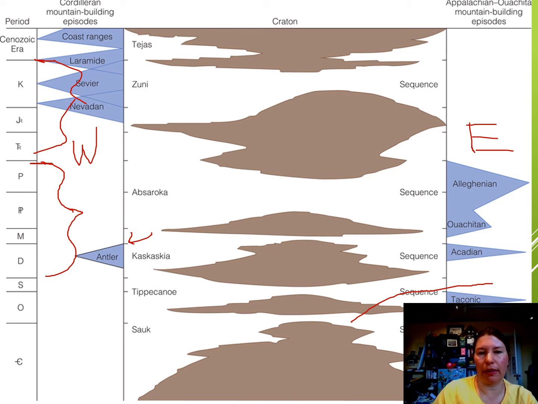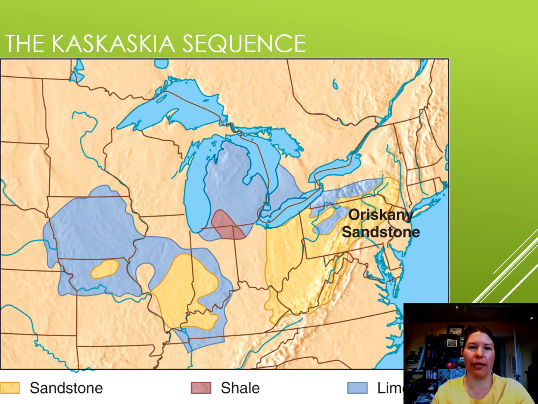So we're also building some mountains here too. The Absaroka Mountains are near where I lived in Bozeman, Montana, and are exquisite. They're just beautiful, much of Wyoming too. So we'll talk about the sedimentation that's happening during this time. Okay, so first of all, the Kaskaskia sequence. So this is happening in much of the northern part of the Midwest.